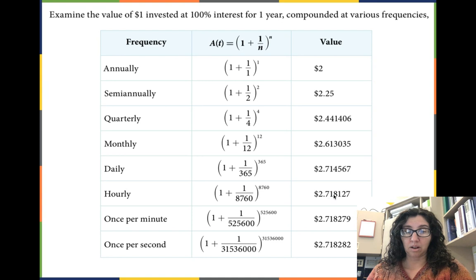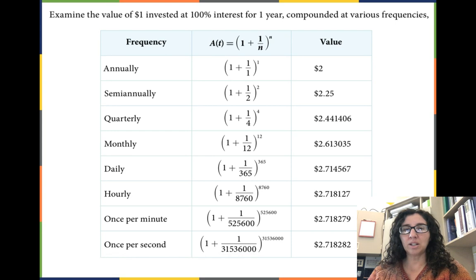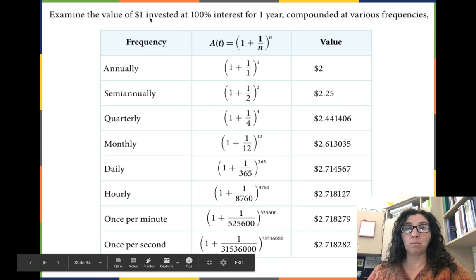Hourly, it's a little bit more. Once per minute, it gets to be that. Once per second, it gets to be that. What do you notice? Well, this isn't changing very much. Once we get to compounding very quickly, it looks like it's not going to just keep getting bigger and bigger, which makes sense, right? That would make sense if you compounded it like 1,000,000 times a second. Starting with $1, you're not going to end up with $1 million at the end of the year. There's a limit to how much money you'd have if you started with $1, given a compounding rate.